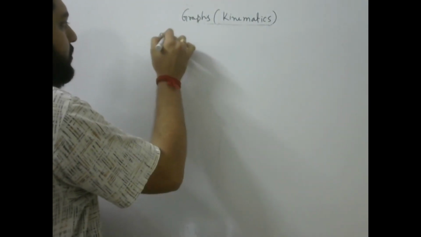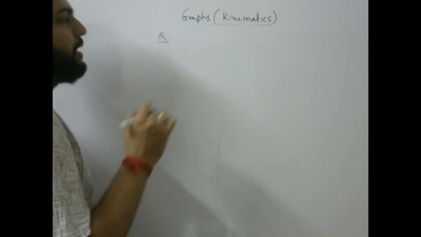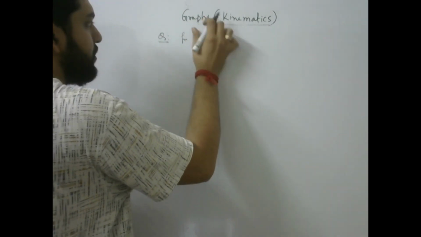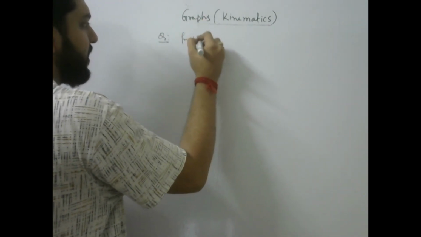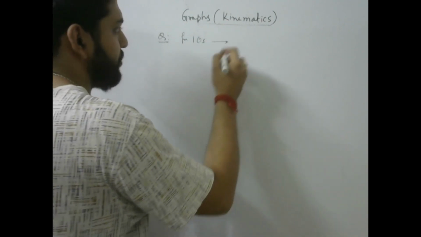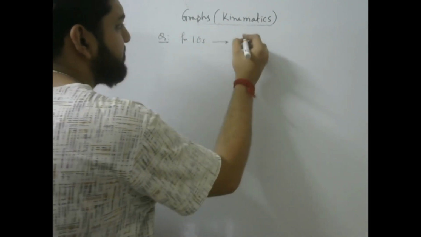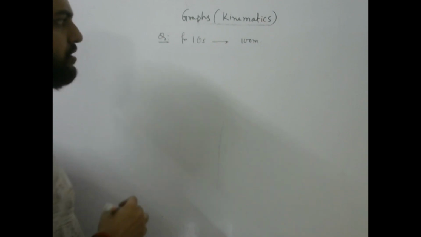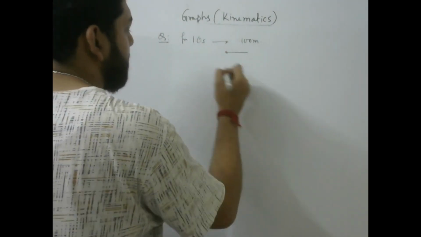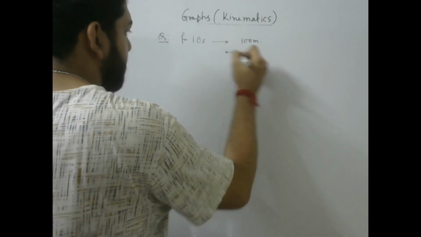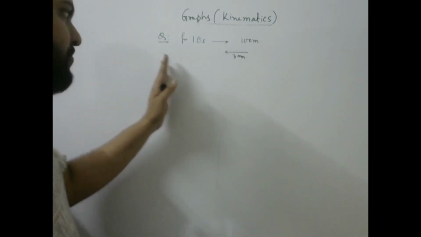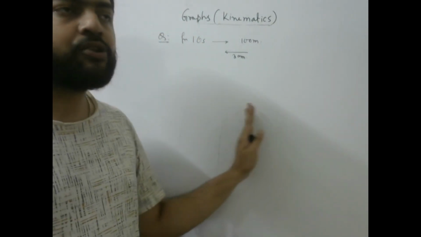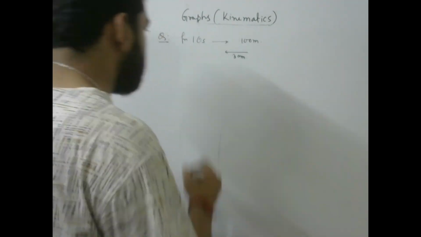A particle is moving in a straight line. For the first 10 seconds, it moves with a uniform velocity through a distance of 100 meters. Then it changes direction and it moves back a length of 30 meters. Draw the displacement time graph. So the particle first moves through a distance of 100 meters, then it changes direction and comes back a distance of 30 meters. So you need to draw the displacement time graph.